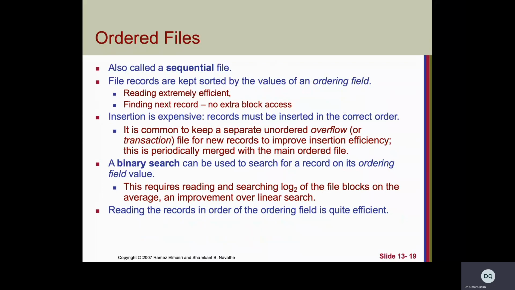and you will be at the record with ID 172. Insertion is expensive because in this case you need to keep the records in sequence. So if you have already inserted data for student ID 172 and then data for student ID 150 comes, you have to go in and make that ordered. A binary search can be used to search for a record on an ordering field value.